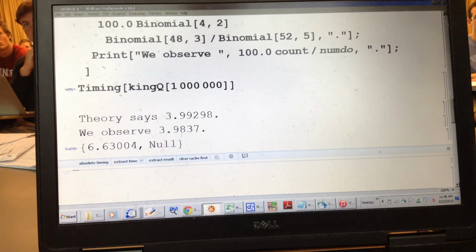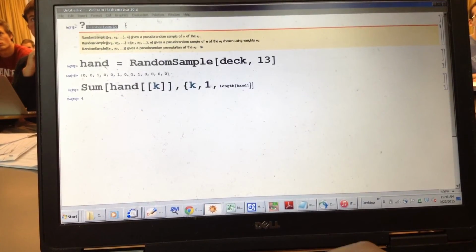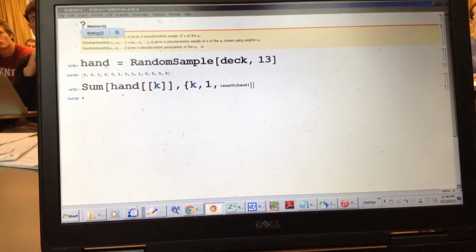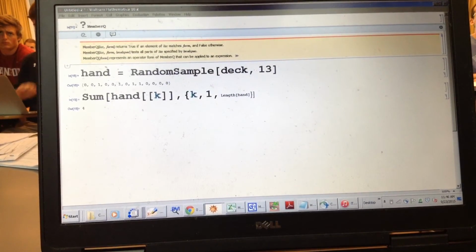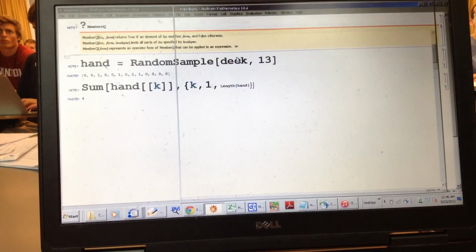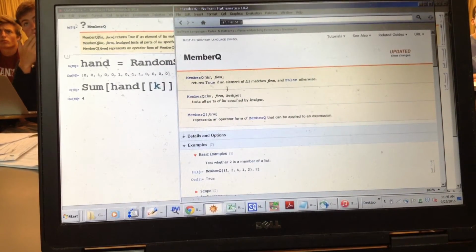You're going to have to use functions like MemberQ. MemberQ, what's that? Well, let's go over here and type MemberQ. As we start typing member, it gives us MemberQ. We click on this, and this will tell us how you can tell if something is in a list. So MemberQ works by you input a list and then you input your quantity.